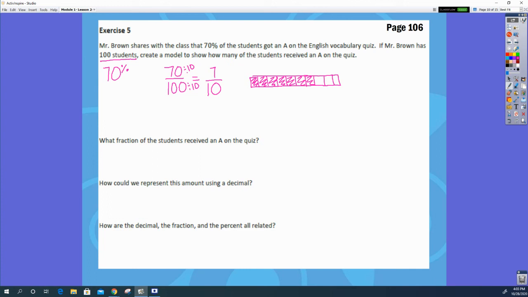Pause the video to see if you can answer the final 3 questions of exercise 5. When you're ready to go over them, hit play.